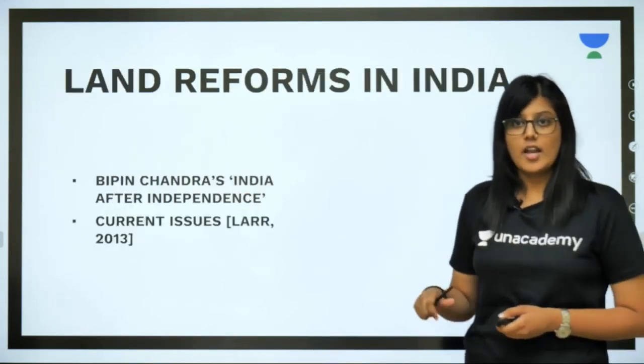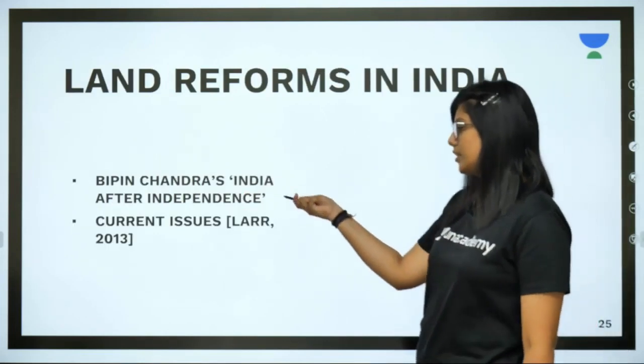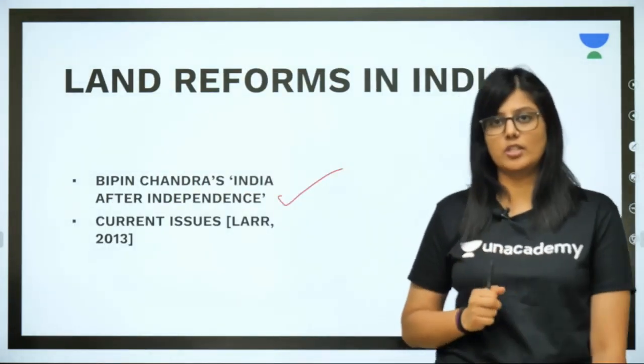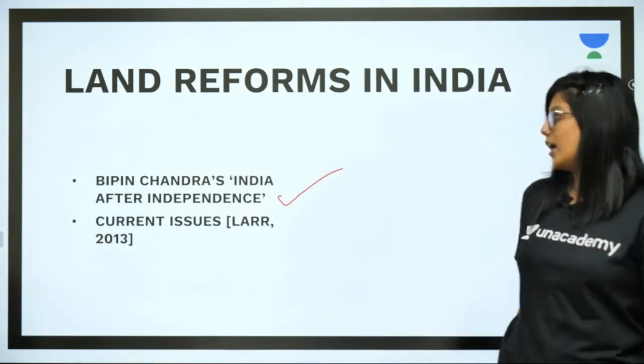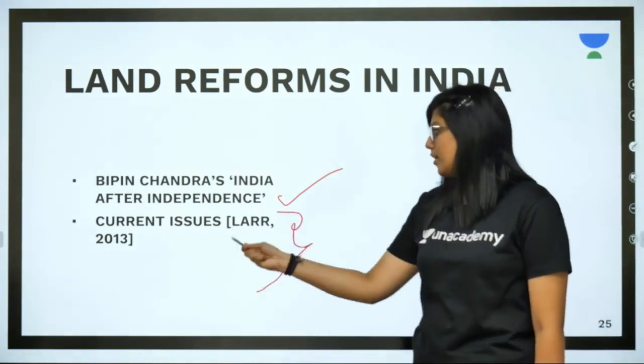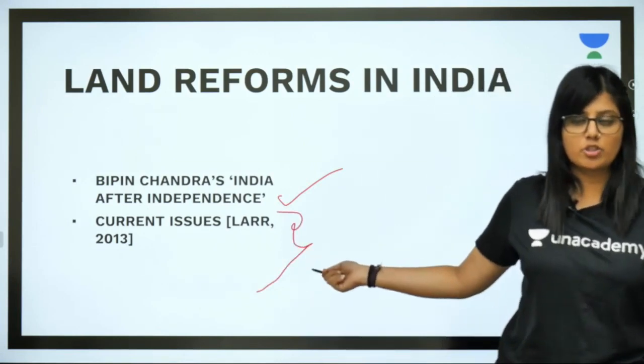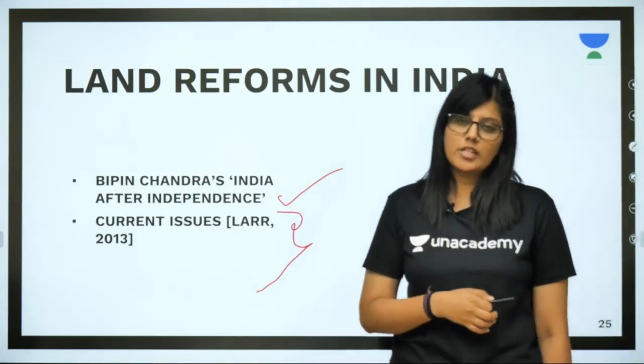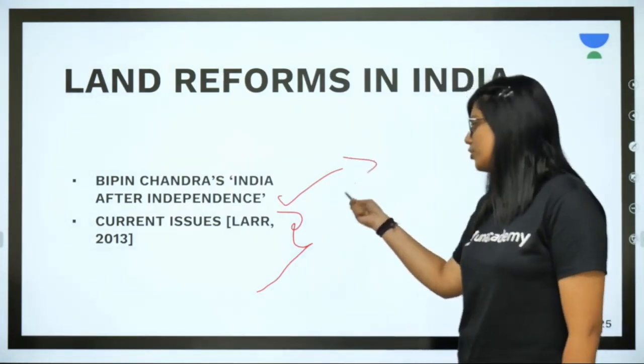is required. Land reforms in India, again Bipin Chandra's India After Independence covers certain issues on land reforms after independence immediately, like Bhudan movement, etc. Otherwise it's more about current issues, like there was issue of land bank, land acquisition, rehabilitation, resettlement act, all of them. Land pooling was in news last year, so those are all current issues that you can cover.